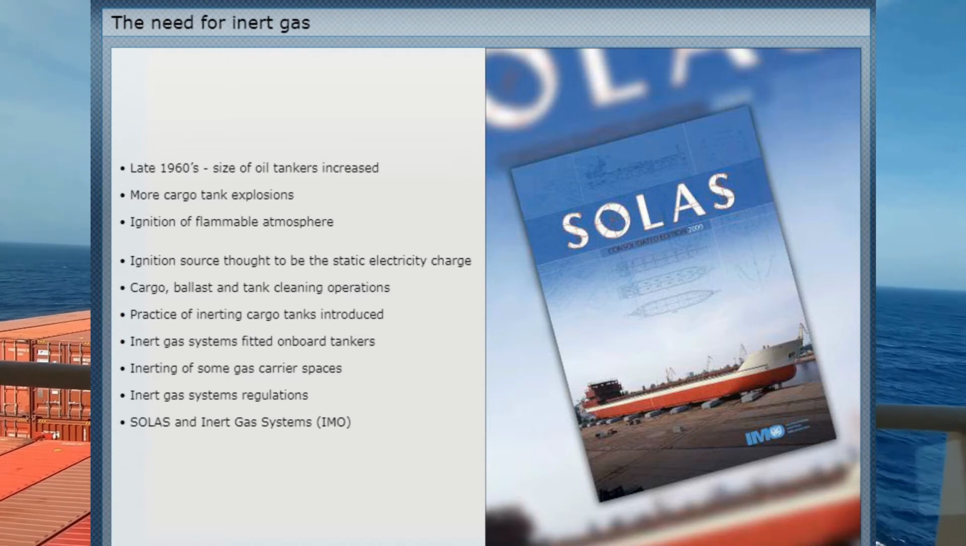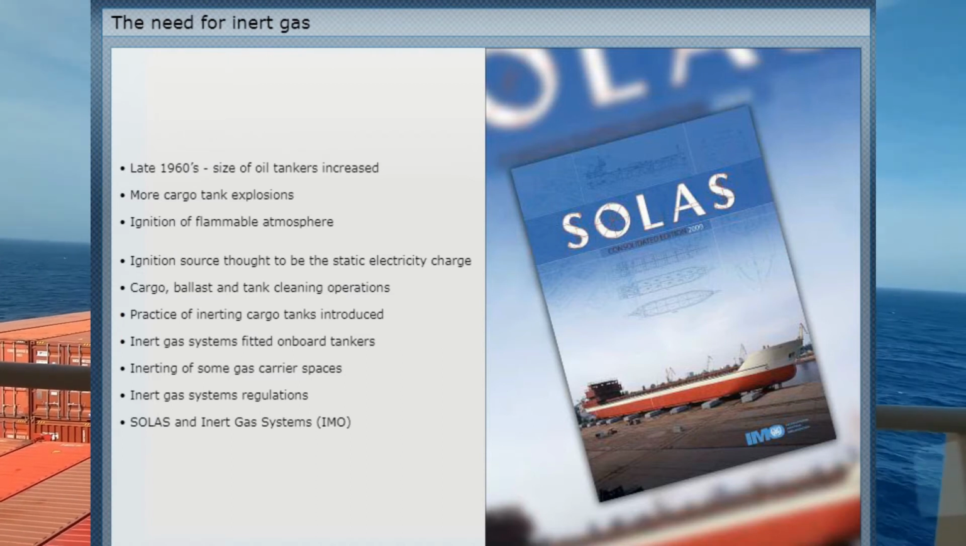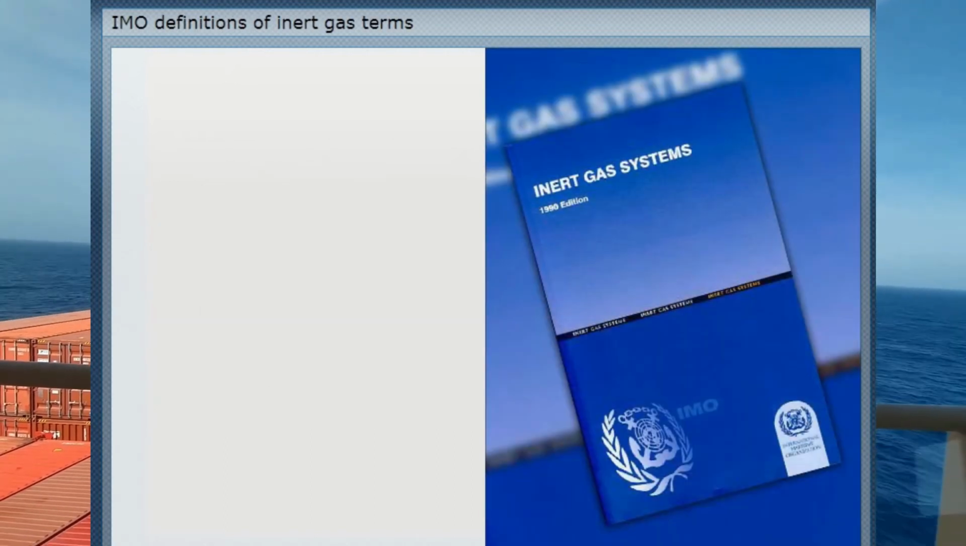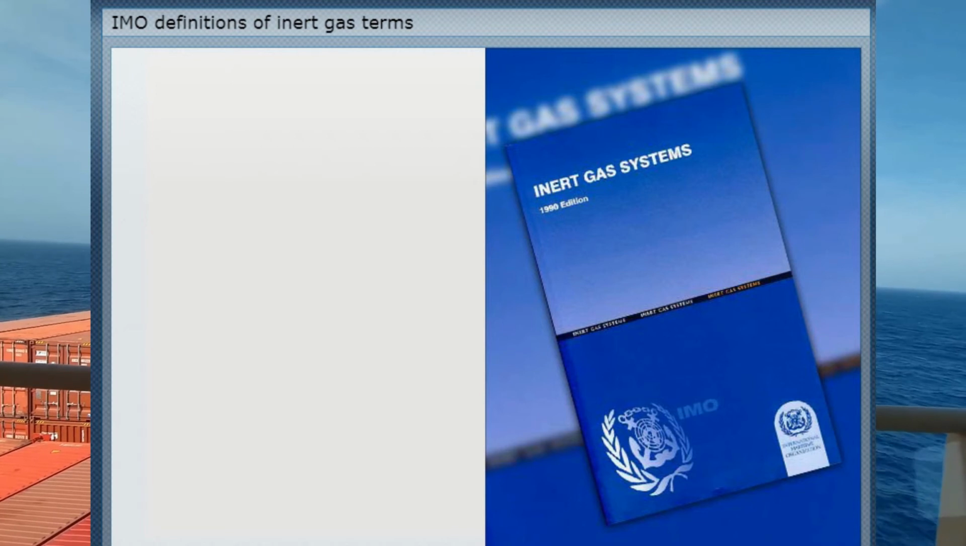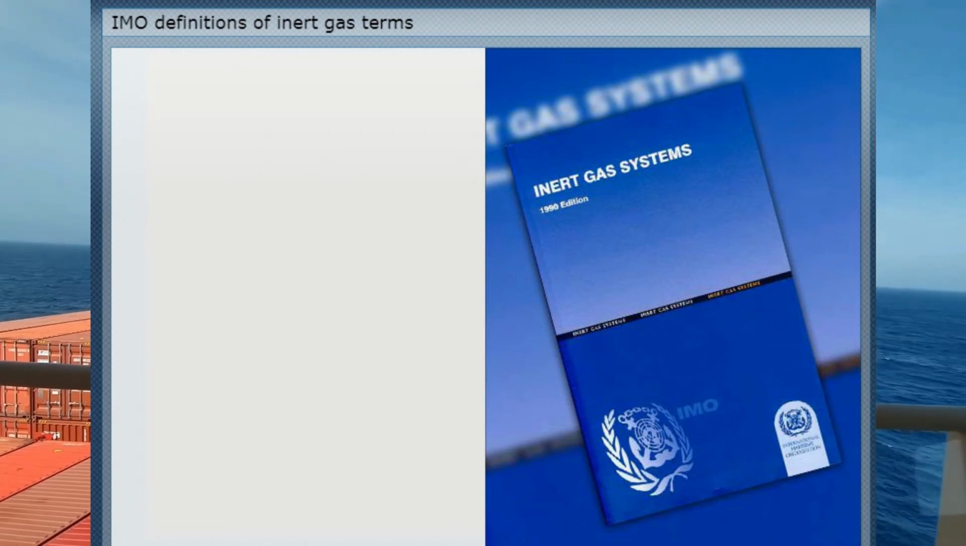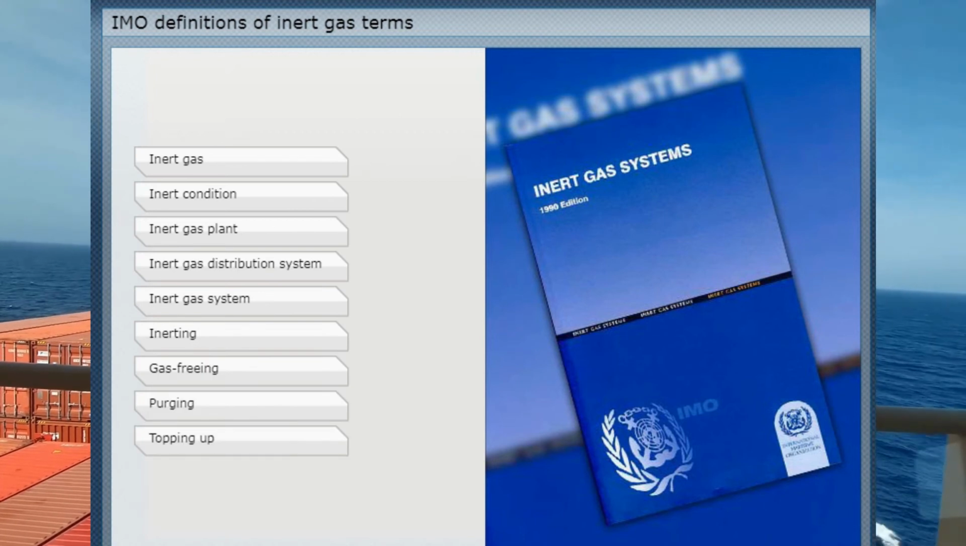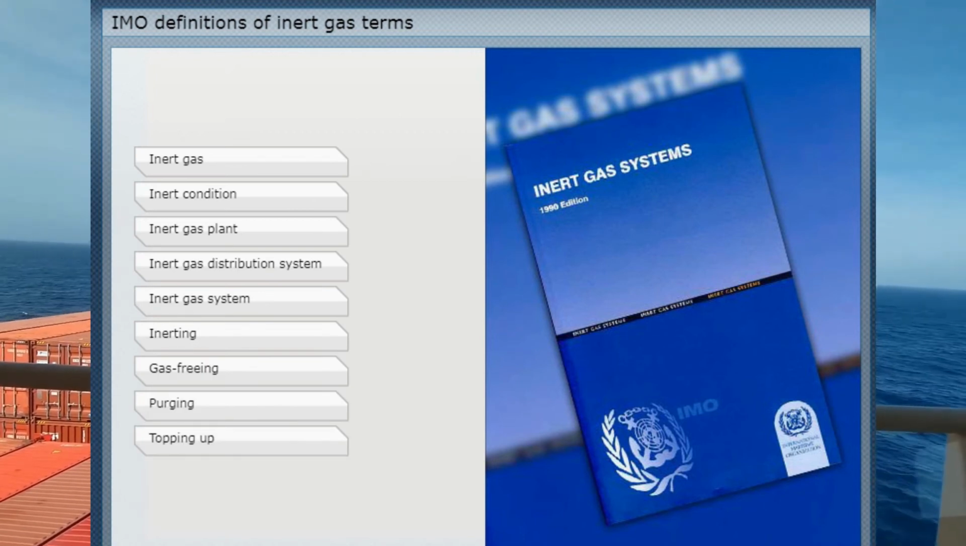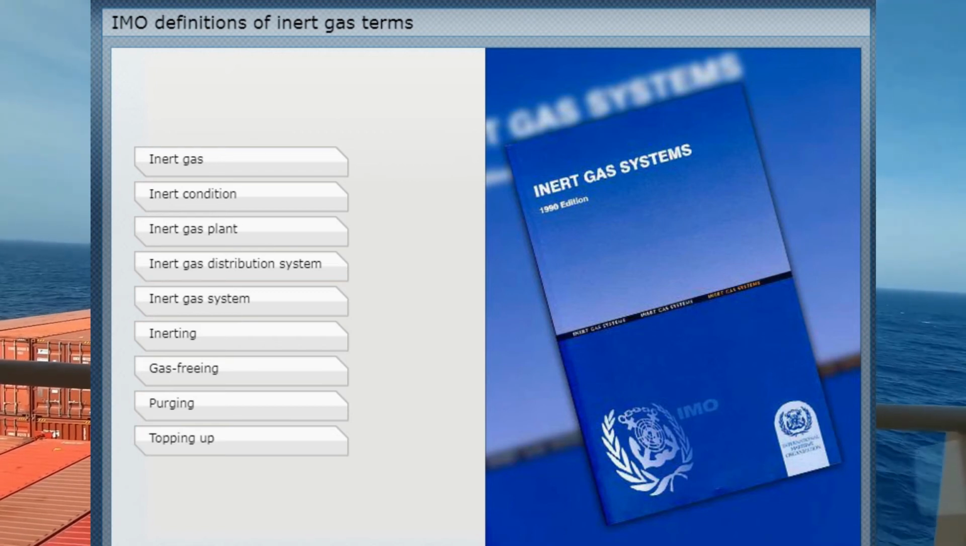In the next section, we will look at the IMO definitions for some of the terminology that will be used throughout this module. There are a number of terms used in this module relating to the design and operation of inert gas systems that you will need to be familiar with. Click on the hotspots to see the IMO-approved definitions given in their publication, Inert Gas Systems, 1990 edition.